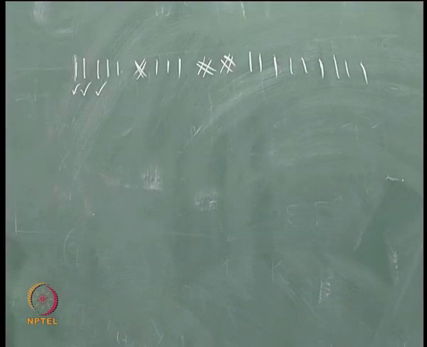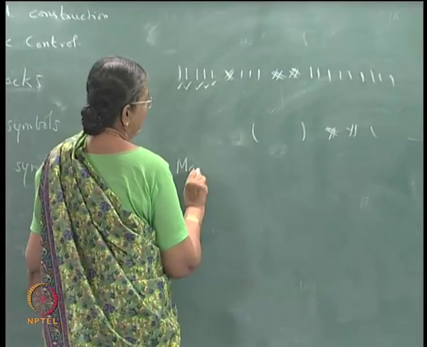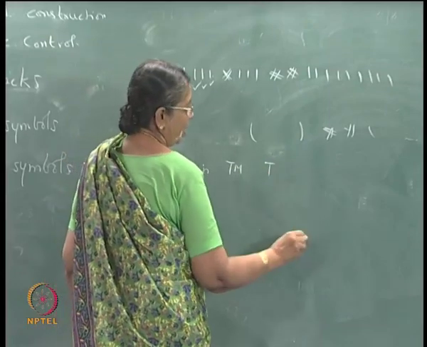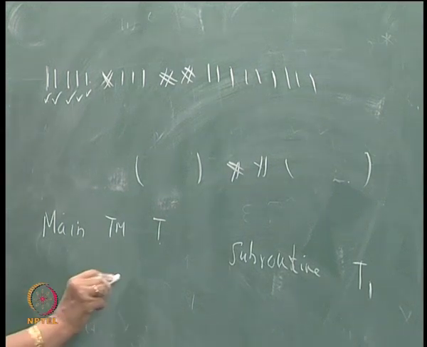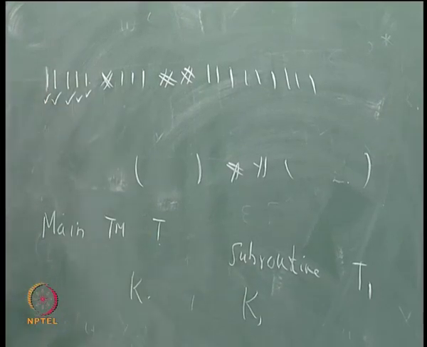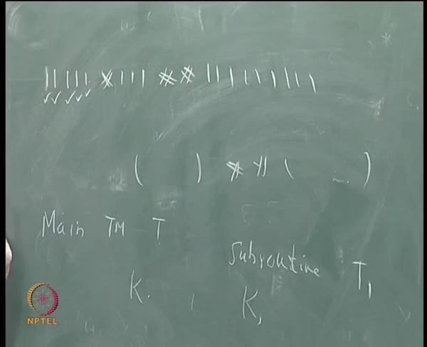Now, what are the things which you have to take care of when you write a subroutine? Generally, when you have a program, a subroutine will return a value and so on. So, here the main Turing machine is T, the subroutine is T1. The states should be disjoint, right. The states of this and the states of this, they should be disjoint. That is obvious, is it not?